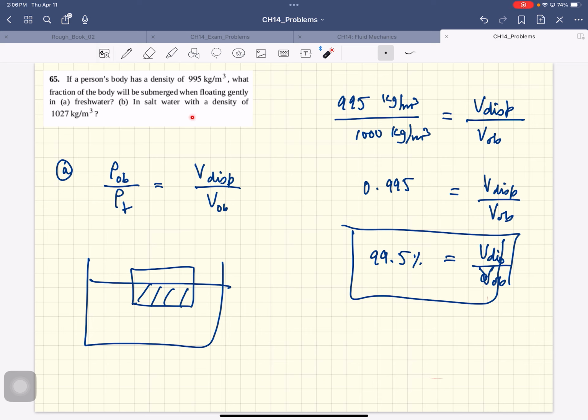In salt water, the density is higher, so this number is smaller, so less of your body is submerged. So in fact, in the Dead Sea, you probably couldn't drown yourself.